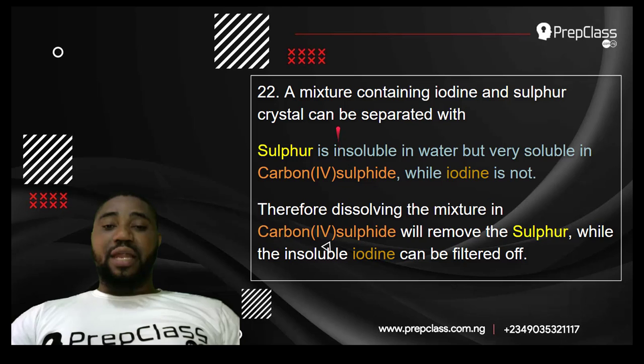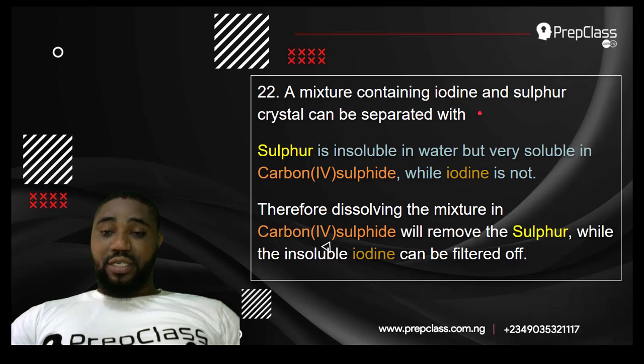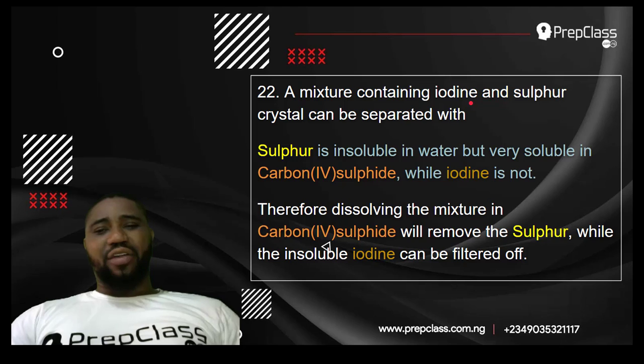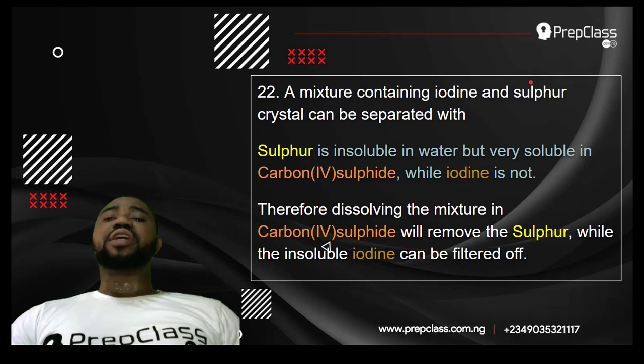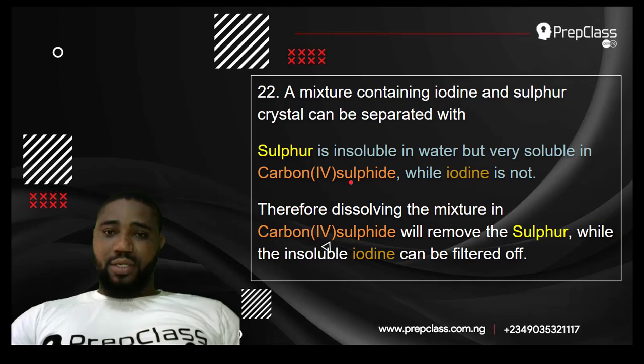Well, let us see. For you to separate these two powdered solids, you have to use a liquid in which one of them is soluble. Both of them might not be. Iodine is sparingly soluble in water, but sulfur is completely insoluble in water. So we may not use water. But sulfur is very soluble in carbon 4 sulfide, while iodine is not.